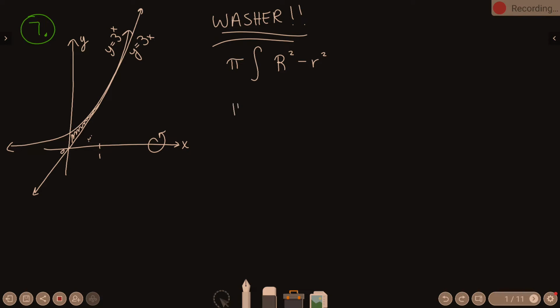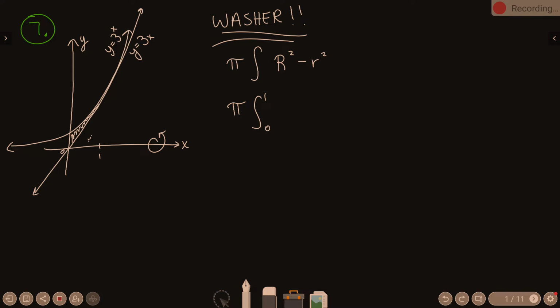So I know I need pi. The integral. What are my boundaries? 0 and 1 because we're revolving around the x-axis and they told me 0 and 1. Otherwise, we need to find the x value of that intersection point. But gotta love when they're nice to us. Okay, now big R squared minus little r squared. What do I mean here? Big R squared, out minus in, right? The farthest one away from where you're rotating minus the closest one to where you're rotating.